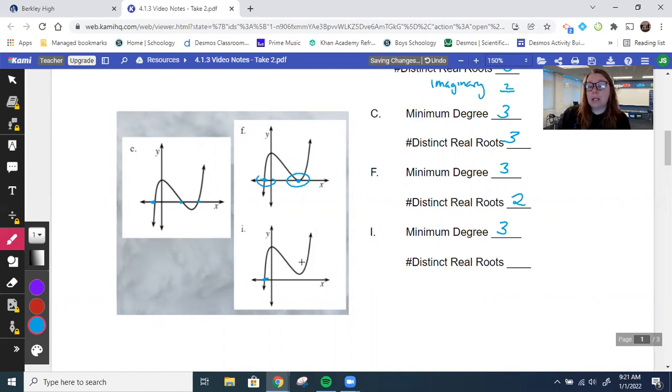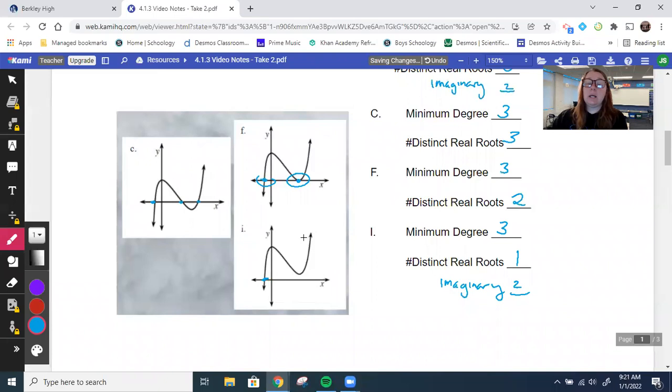And notice if something's odd, it's always got to hit the x-axis at least once because it's 1 end up and 1 end down. So it has 1 real root, and because this turn isn't on the x-axis, that means that there must be 2 imaginary roots to make a total of 3.